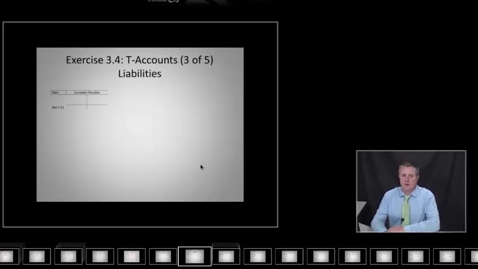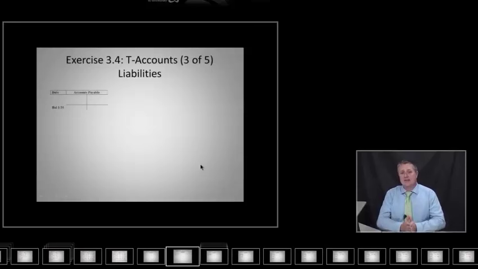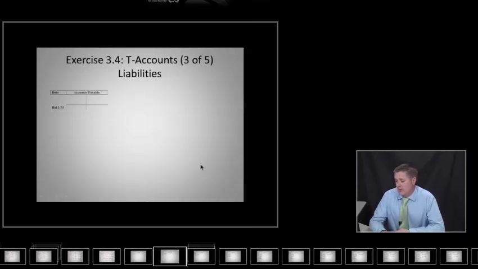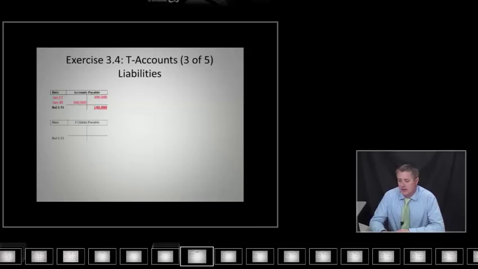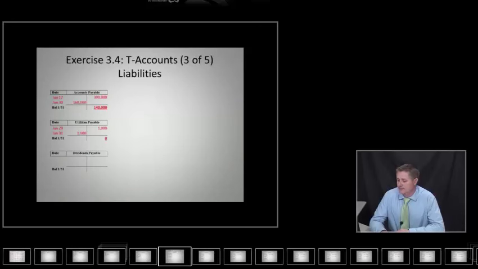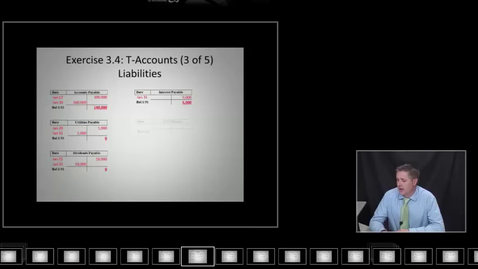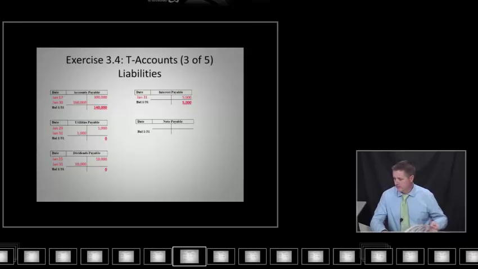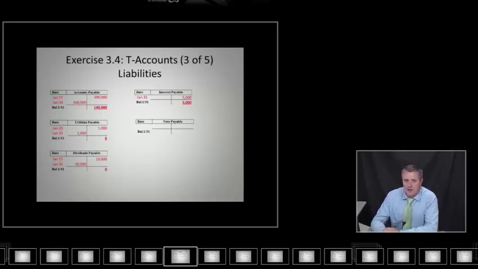We would then do the exact same thing with the liability accounts, only the ending balance in the liability accounts we know is generally going to be a credit balance. And so we can do this for accounts payable, utilities payable, dividends payable, interest payable, note payable, and that basically takes us through all of the liability accounts.